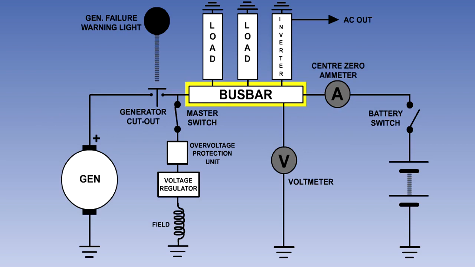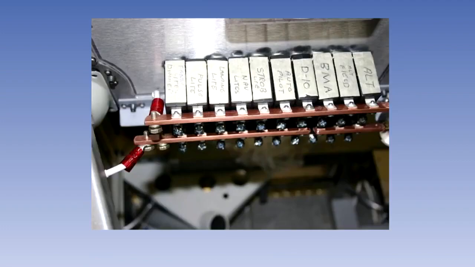A busbar, sometimes abbreviated to bus, is the collection and distribution point for a generator or alternator power supply. Busbars are usually situated in junction boxes or distribution panels located at central points within the aircraft, and they provide a convenient means for connecting power supplies to the various consumer circuits.